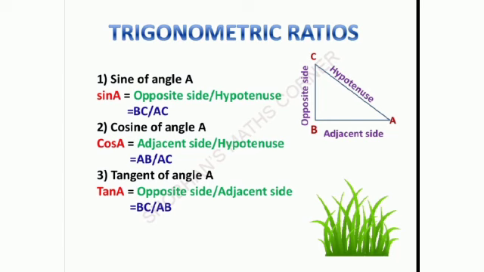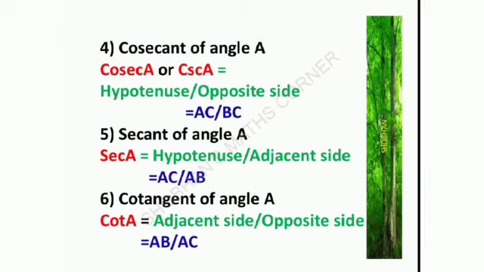Next, cosecant of angle A. We usually write this as cosec A or csc A. We read that as cosecant A. Here cosecant A is the ratio of the hypotenuse to the opposite side. In this triangle, the hypotenuse is AC and the opposite side is BC. Therefore cosecant of angle A, or cosec A, is equal to AC by BC in this triangle.